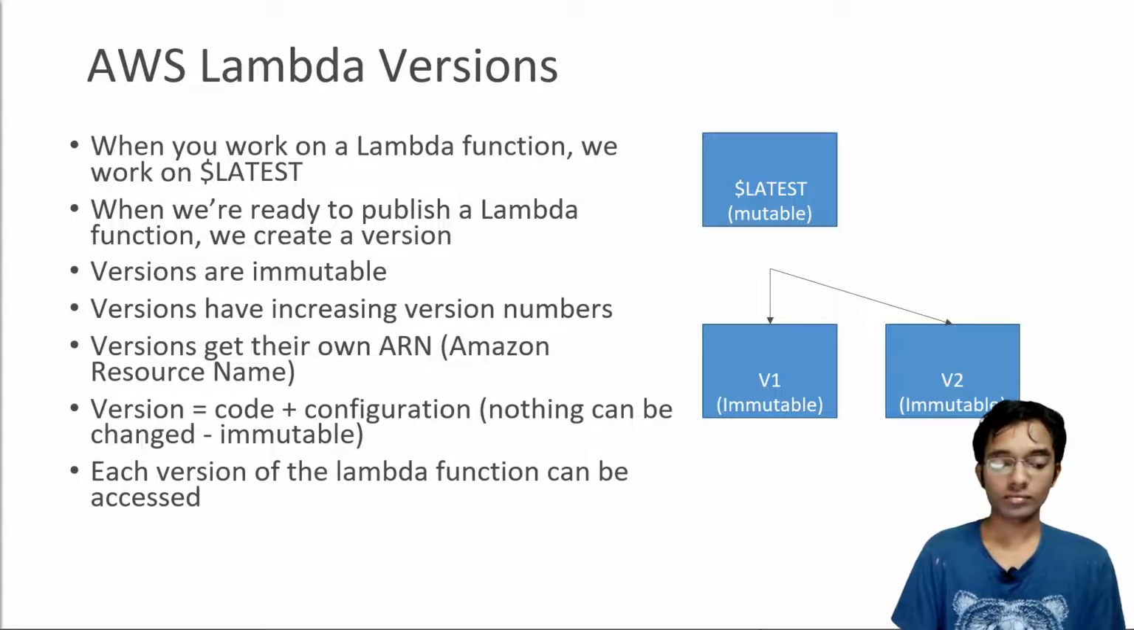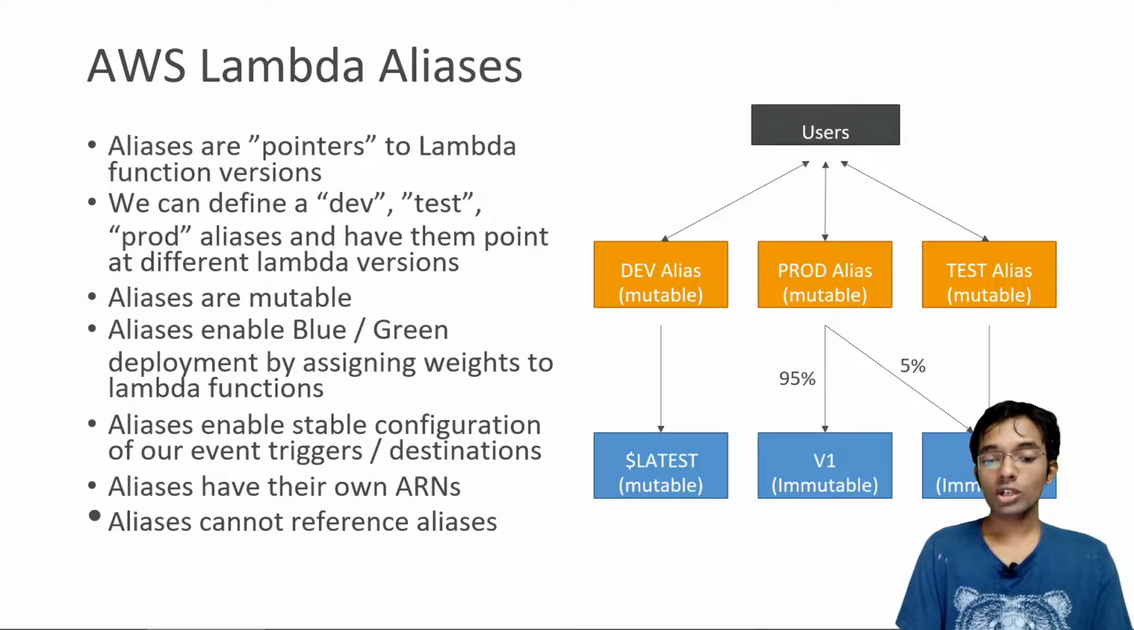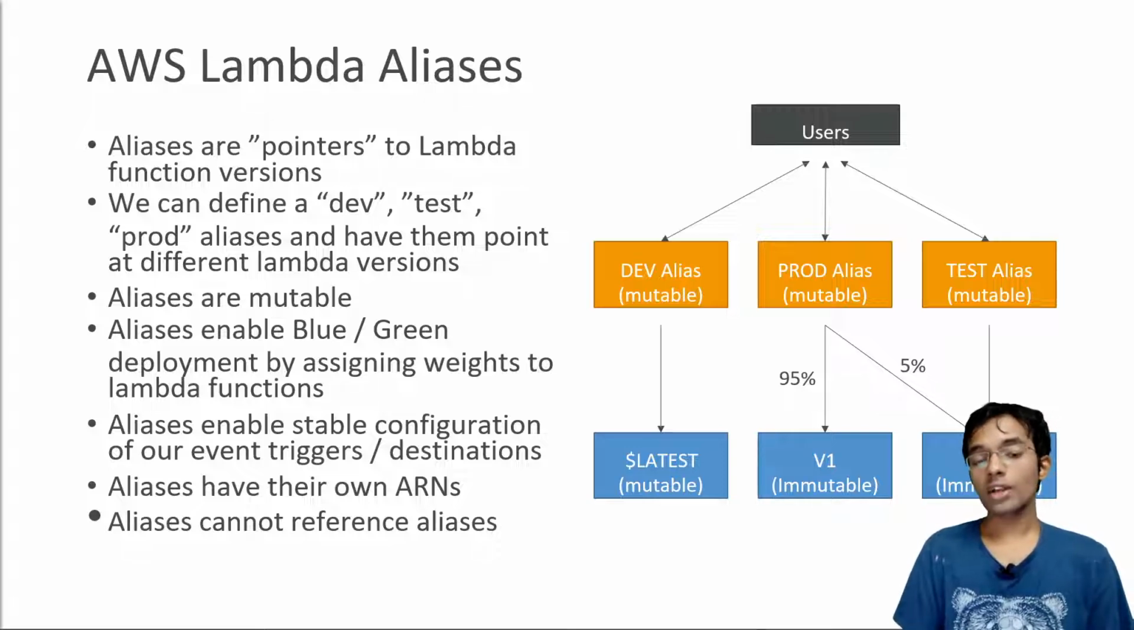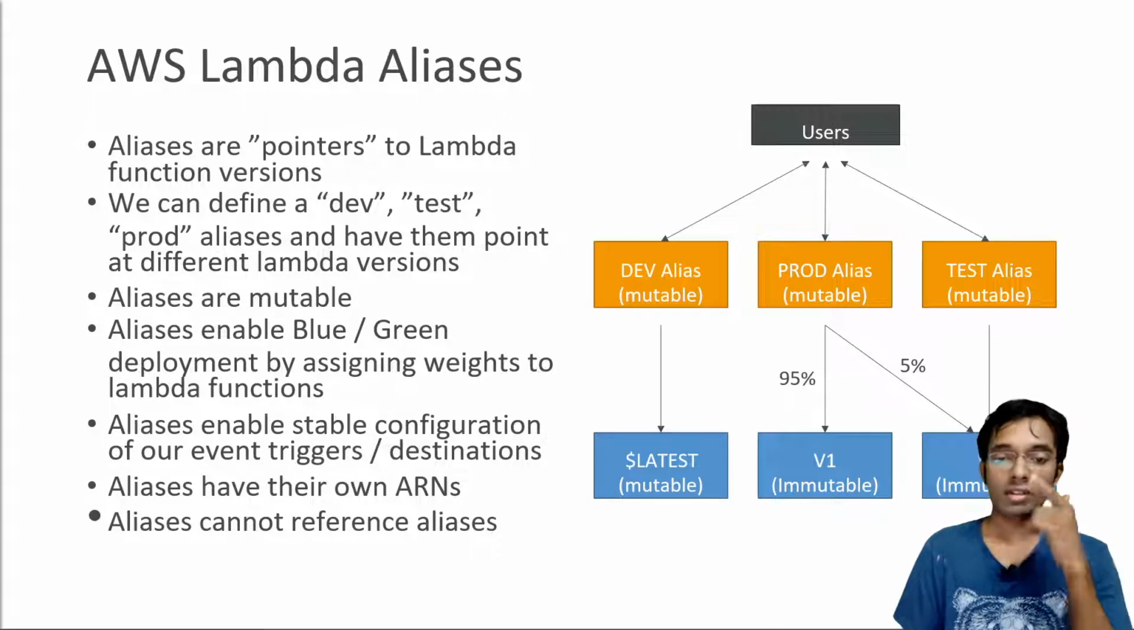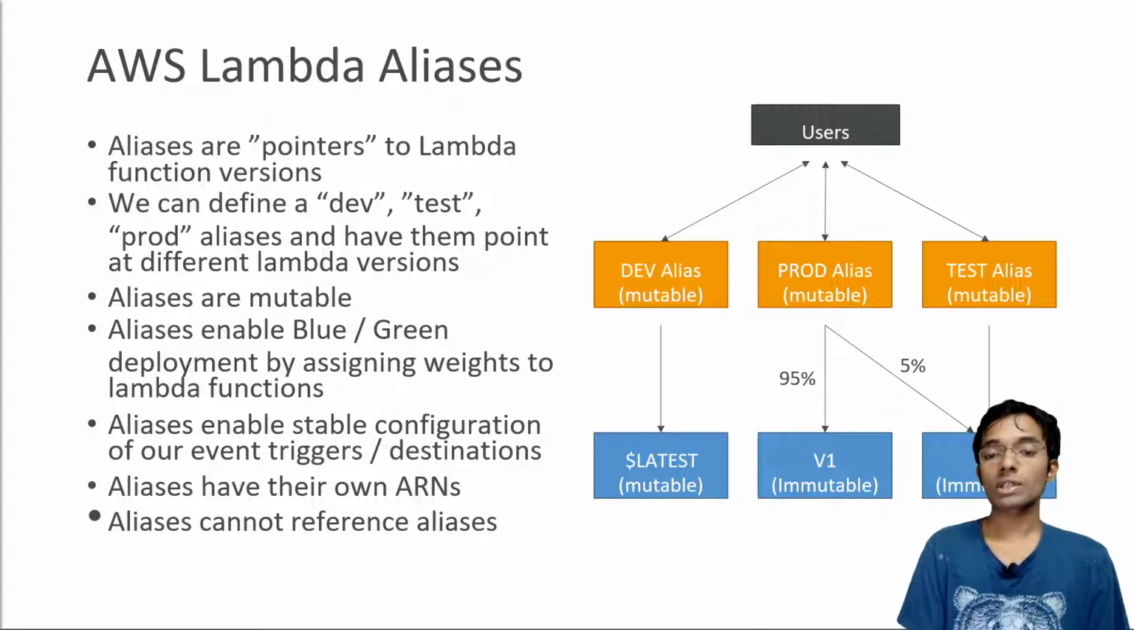Now let's talk about Lambda aliases. Aliases are pointers to Lambda function versions, and you can define whatever alias you want, but some very common aliases are dev, test, and prod. These aliases can point to different Lambda versions. The good thing is that aliases are mutable, so you can change how an alias works.